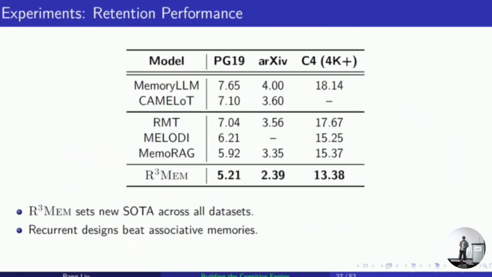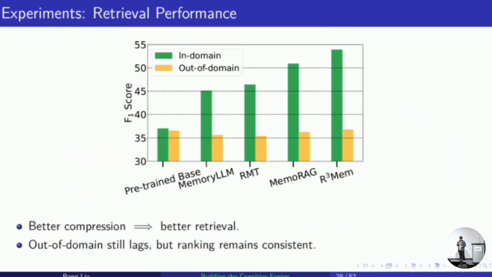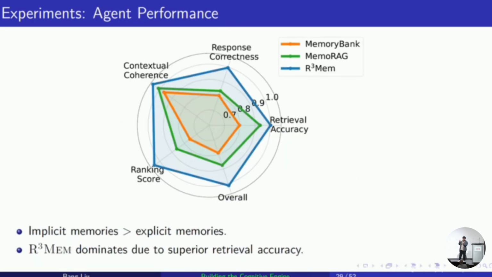So the model sets new state of the art across different datasets, and it also performs well in both the in-domain setting and the out-of-domain setting. And we can see generally the out-of-domain setting is not as good as in-domain, which is general for different baselines and our method. We also plug this RCMM model into an existing agent framework, and compare how it performs against other memory designs, like memory bank, memory RAG, and so on. And we show that in terms of different metric dimensions, RCMM works better.